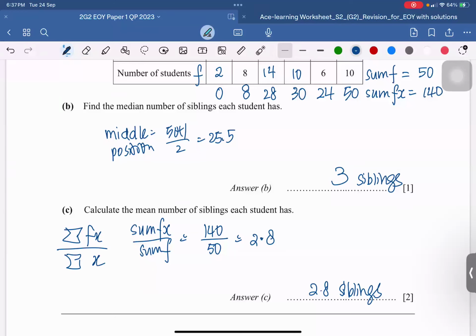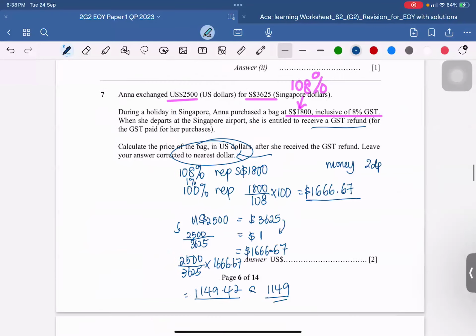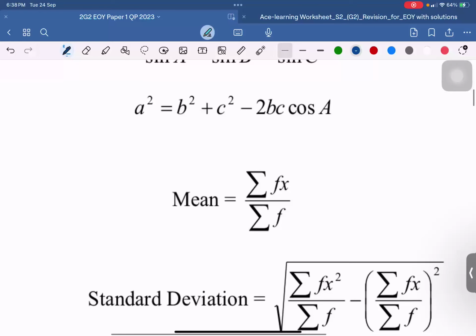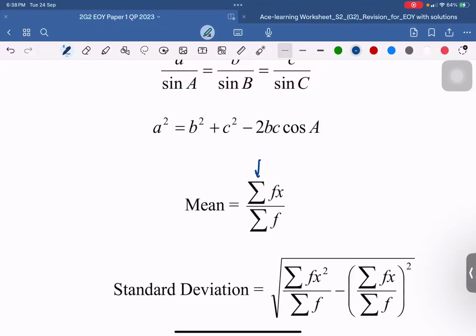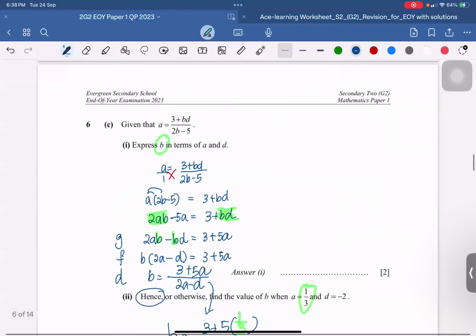It's sum fx over sum f. It looks like that. On the first page, the cover page, there is a formula. Let me see whether it's on the cover page. This one is the formula, I mean this symbol stuff. Okay, next one. Highlight the next part of the question.